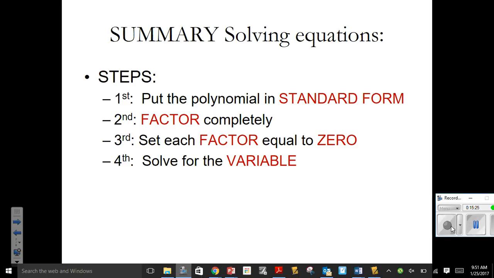Oh, here's the summary. Forgot about that. Sorry, back up. Remember to make sure the polynomial is in standard form and equal to 0, then factor it, set each factor equal to 0, and make sure that you have every x value you need. That's a good summary. I forgot I had that page.